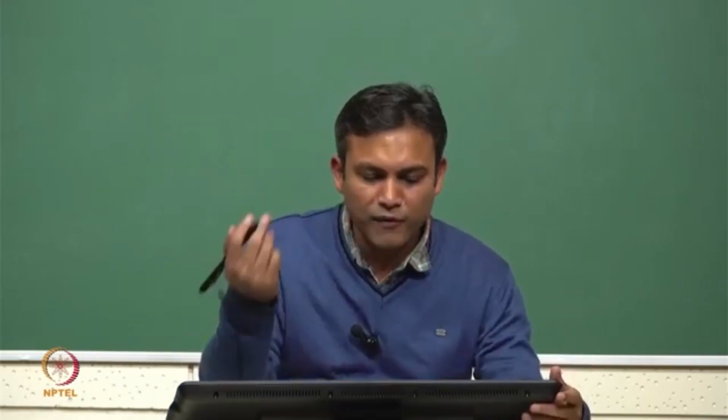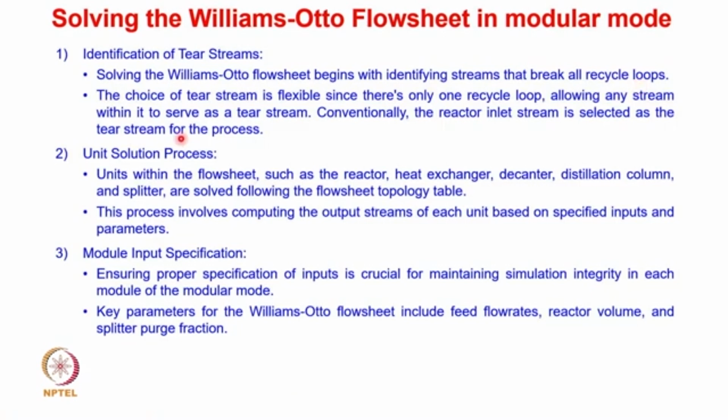So in this particular case only one tier stream is there, isn't it? But if you look at a complex flow sheet, you will have multiple choices. It is in fact a combinatorial problem to find out the number of tier streams. Okay, that also we will discuss towards the end. The choice of tier stream is flexible since there is only one recycle loop, allowing any stream within it to serve as a tier stream. Conventionally, the reactor inlet stream is selected as the tier stream for the process.